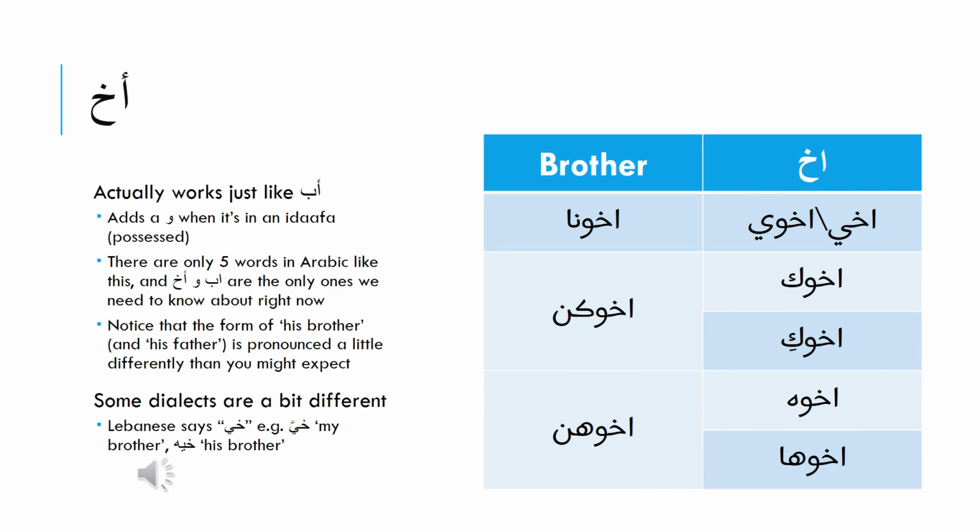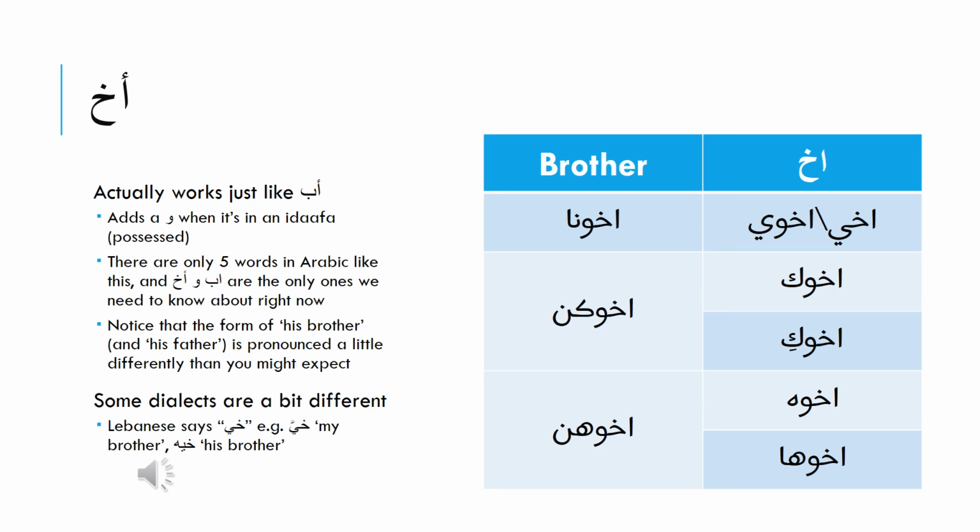As you might have noticed, when we talk about his brother, the pronunciation is a little different than we might expect. The wow just sort of gets lengthened a little bit. Now keep in mind that some dialects are a little bit different. In Lebanese Arabic, they say khay, and it changes the way that this possession paradigm works a little bit. So we'd say khayye or khayyo. Brother, ach, achi, or achui, achuk, achuki, achu, achua, achuna, achukun, achuun.